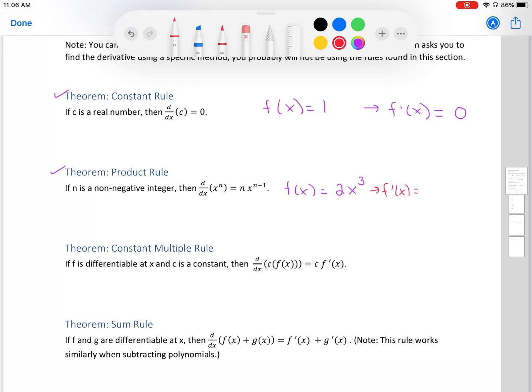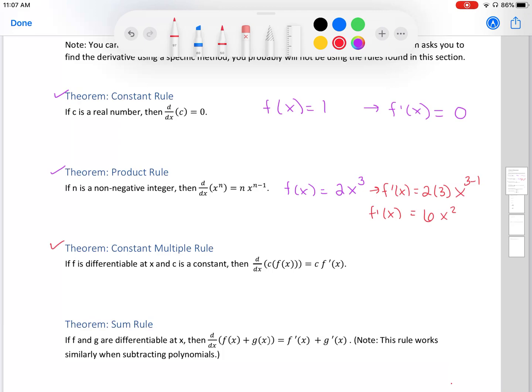bring down our exponent so that I now have 2 times 3. And then I'm going to subtract 1 from my exponent. So we have 3 minus 1. So our derivative is actually 6x squared. And with practice, I'm sure you'll be able to do these type of problems in your head.